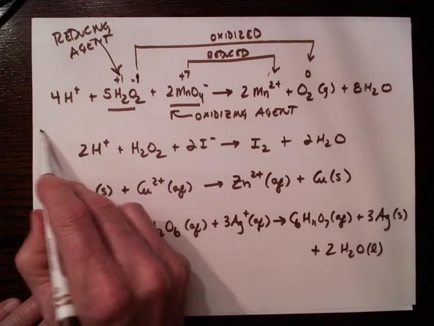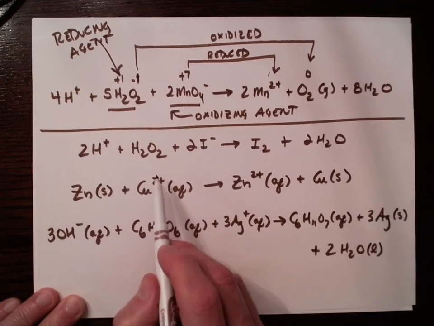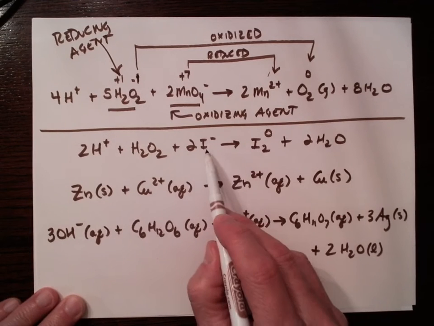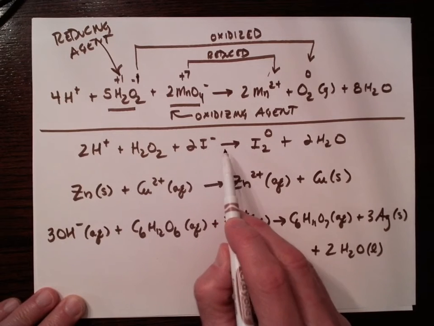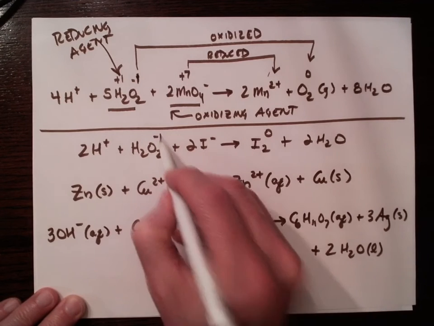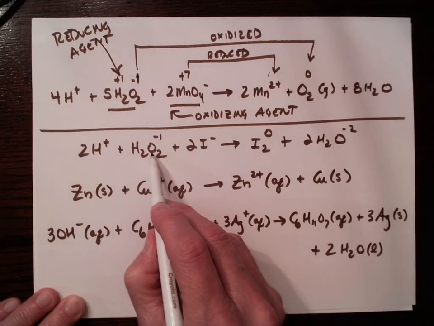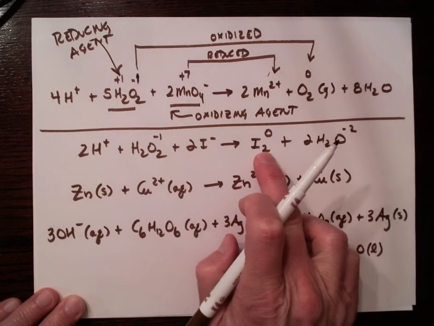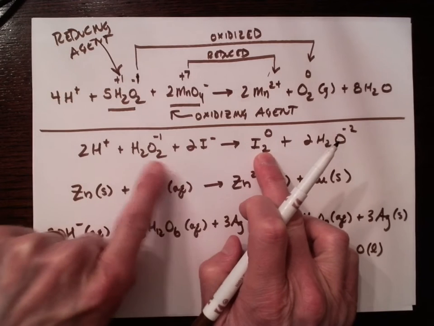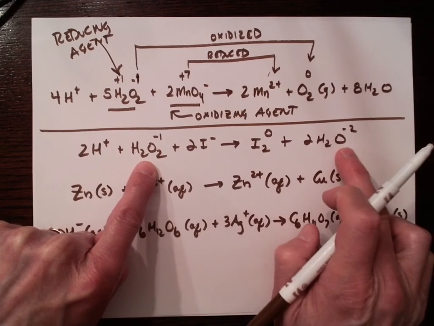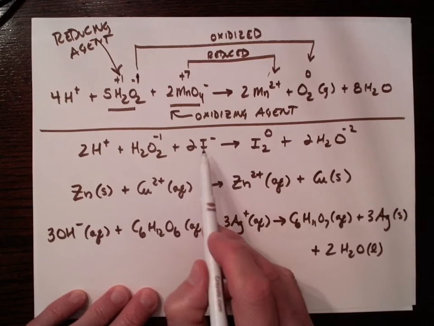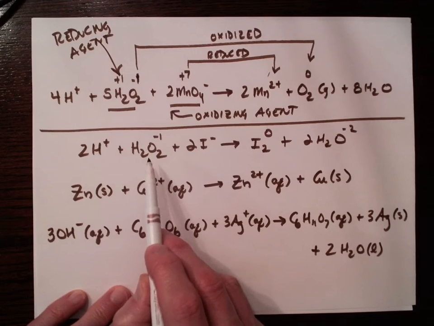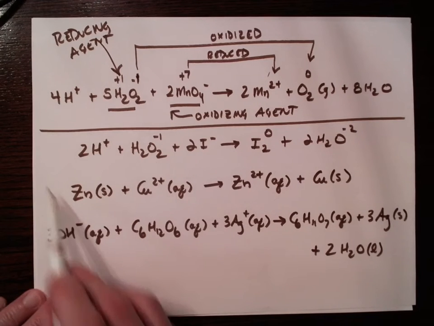In this reaction, I minus goes to iodine. It looks like iodide is oxidized to iodine. And it looks like the hydrogen peroxide is reduced to water. So the iodide is oxidized, and it causes the reduction of peroxide to water. So it looks like iodide is the reducing agent, whereas hydrogen peroxide is the oxidizing agent. Let's look at this one here.